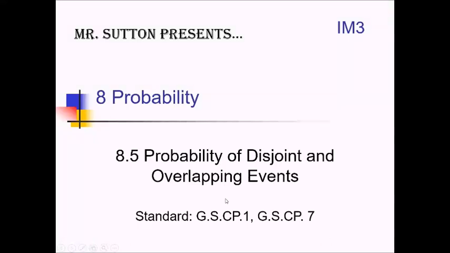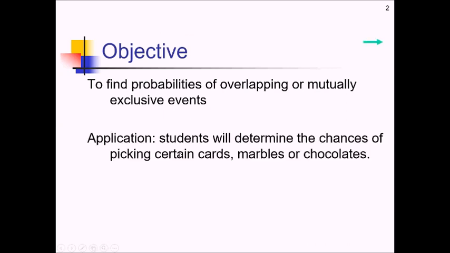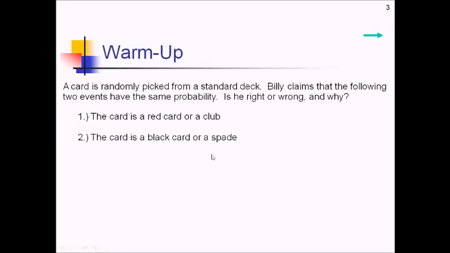Hello there, Mr. Sutton here, bringing you this lesson on the probability of disjoint and overlapping events. In this one, we're going to take a look at probabilities of overlapping and mutually exclusive, aka disjoint events. And for real-life applications, we're going to determine chances of picking certain cards, marbles, chocolates, all of our favorite things in life. For the warm-up on this one, we've got another pause and reflect kind of question.